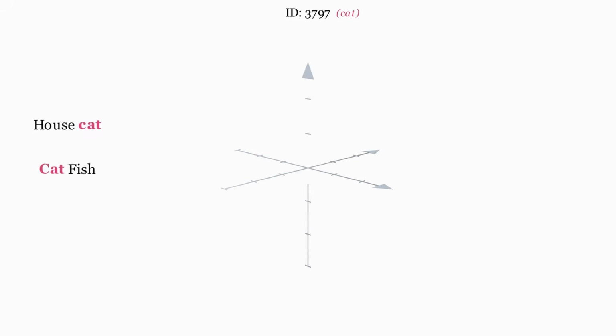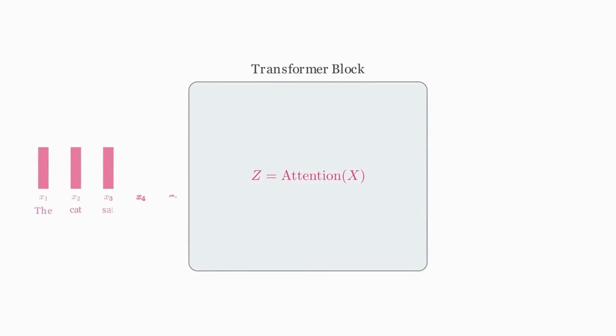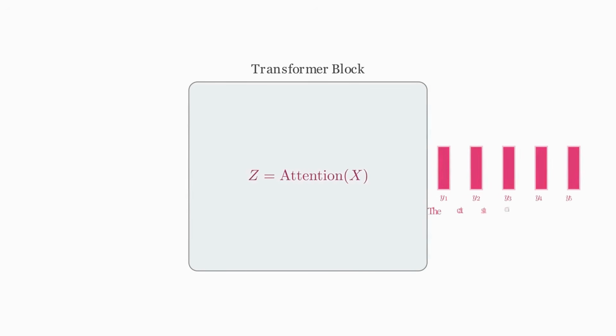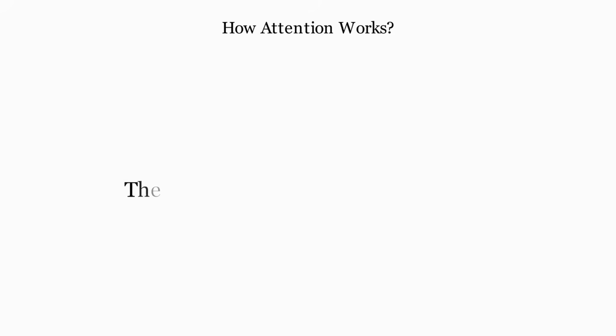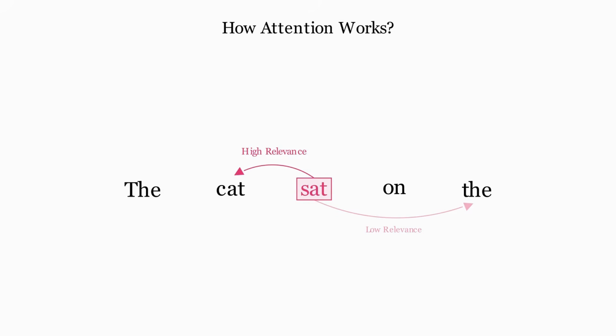However, a single word like cat can be ambiguous, so the model needs more than just a dictionary definition. And this is where the transformer block comes in. Its job is to take those static word vectors and make them context aware. It looks at the words around sat and realizes it's not just any sitting, it's a cat sitting. This process of looking at surrounding words to gain context is also called attention.